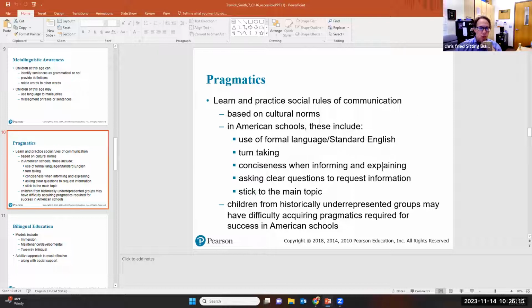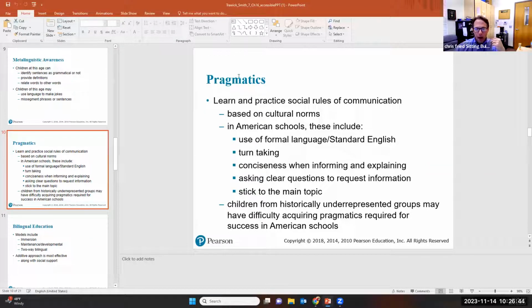And so knowing that in some American schools here, it talks about use of formal language or standard English, turn taking, conciseness when informing and explaining, asking clear questions to request information, and sticking to the main topic. So in some schools, not all American schools, these are some things that you look at. Now, it just depends on your school, your community, your families, et cetera.